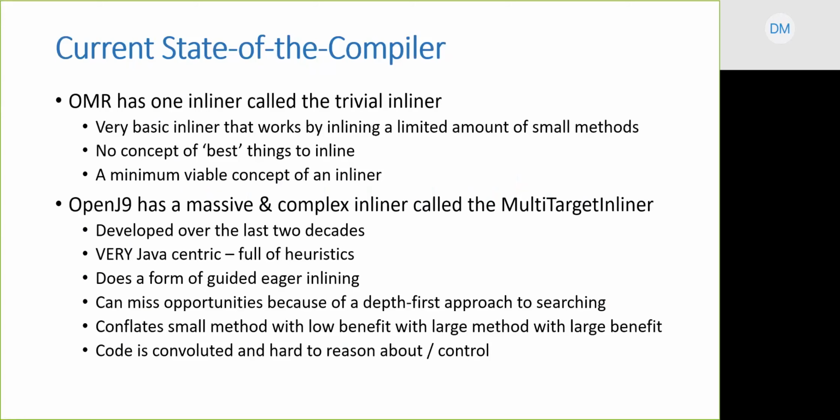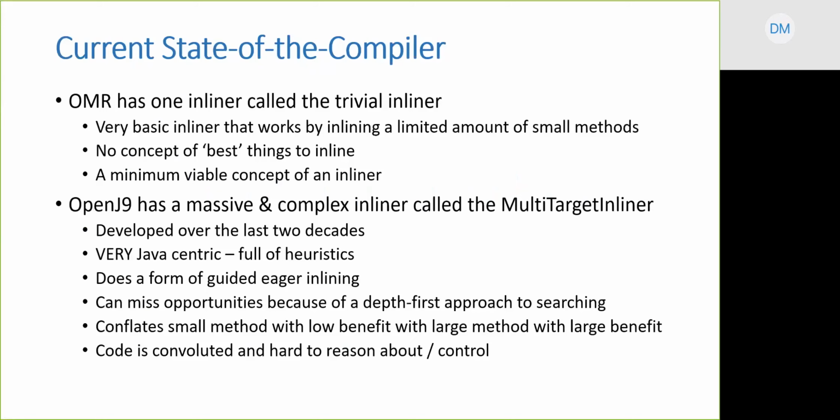Now, OpenJ9, which was the other part of the IBM Java technology that got open sourced, has a massive and complex inliner called the multi-target inliner. It's been developed over the last two decades. It's very Java-centric. It's full of heuristics. In its operation, it does a form of guided eager inlining with some backtracking. It can miss opportunities because it tends to go depth-first and has a budget, so once it's used up, if it hasn't searched a particular path, that path won't even be considered.